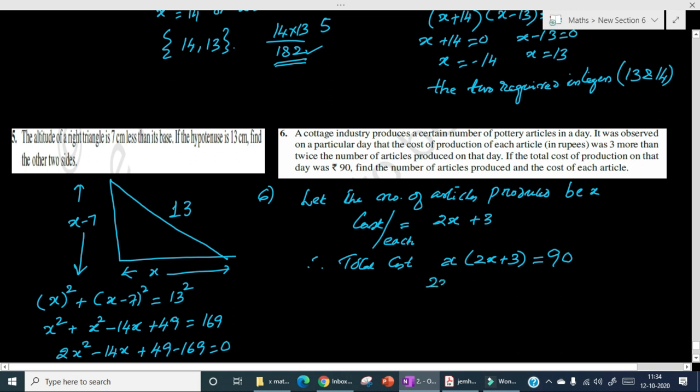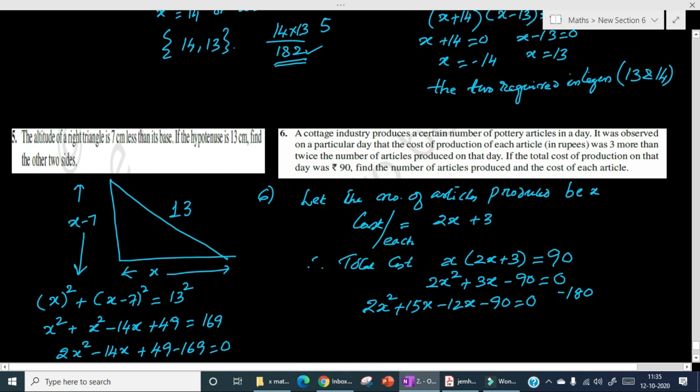Therefore 2x square plus 3x, this 90 comes to this side, minus 90 is equal to 0, or here you have to get the product as minus 180 and the sum as plus 3. So 12 15s are 180, so 2x square plus 15x minus 12x minus 90 is equal to 0.